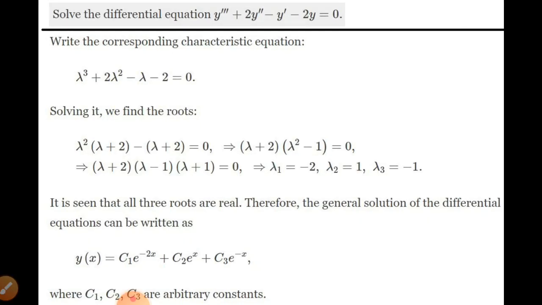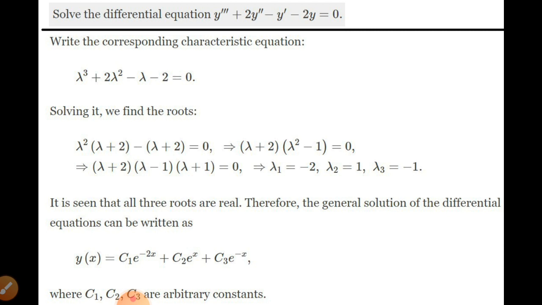So suppose the first numerical is y triple dash, meaning the derivative of y three times, plus 2y double dash minus y dash minus 2y equals 0. This is our differential equation, and we can see that all the coefficients are constant. Also on the right hand side of the equal sign there is no variable or constant, there is simply 0. So it is a homogeneous differential equation.